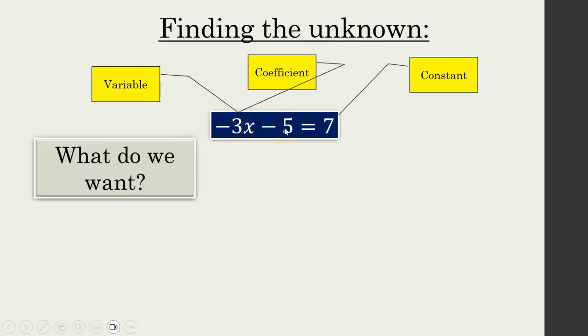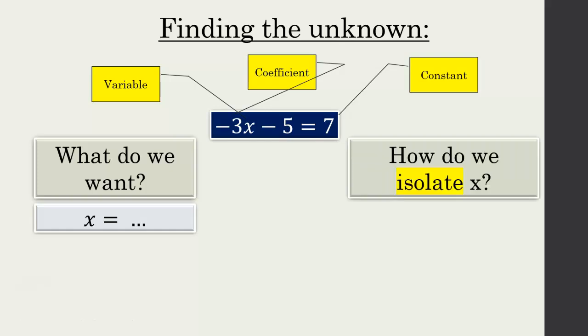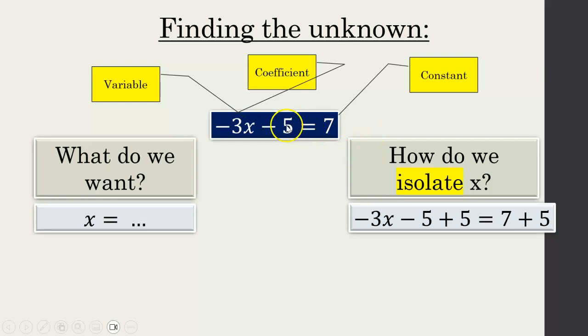Okay, what do we want? We want x is equal to something. How do we do that? We isolate x. First off, I don't want this minus 5. I want to get rid of the numbers. I want variables on the one side, constants on the other side. Minus 5, if I add 5 to it, it's going to go to 0, so it's gone.